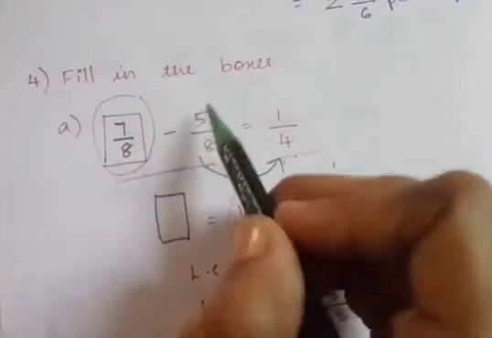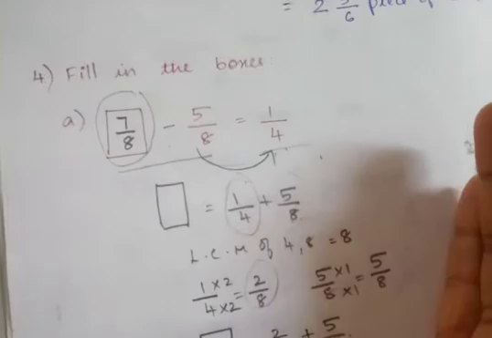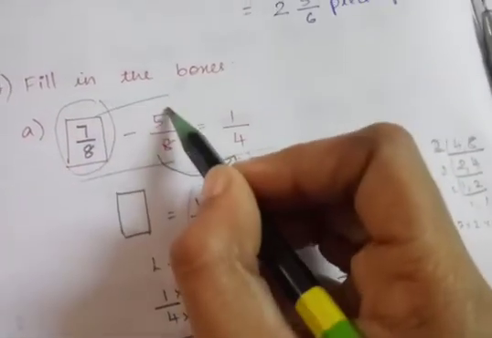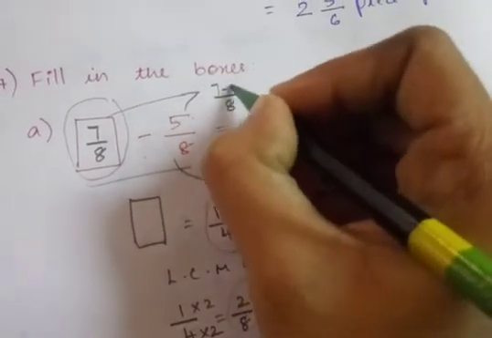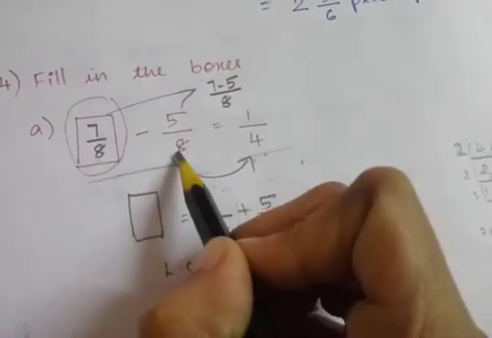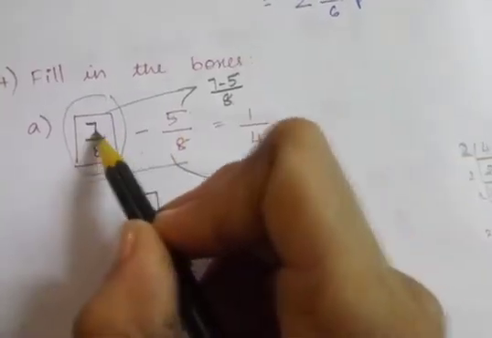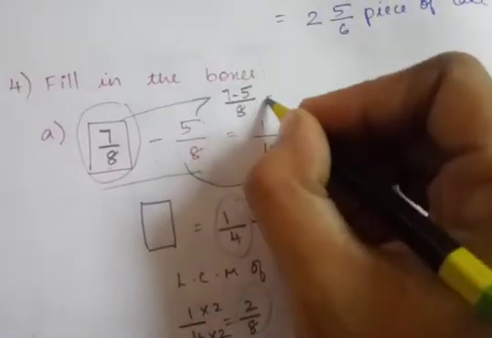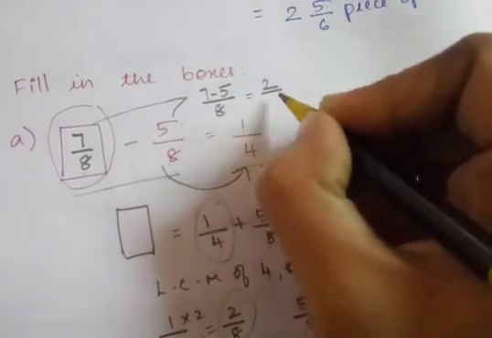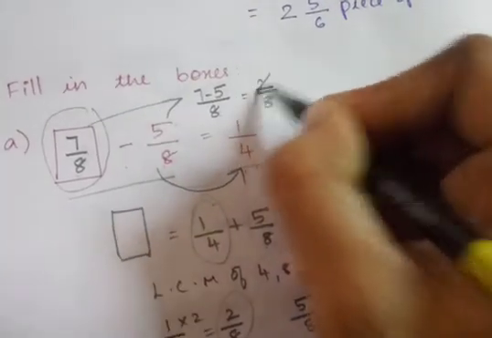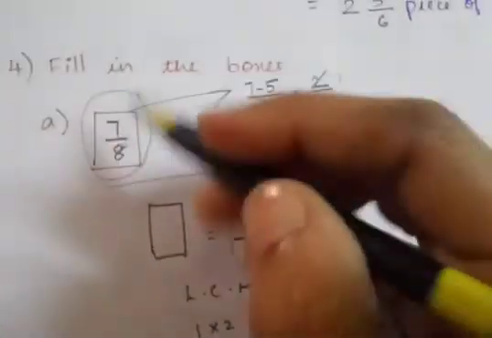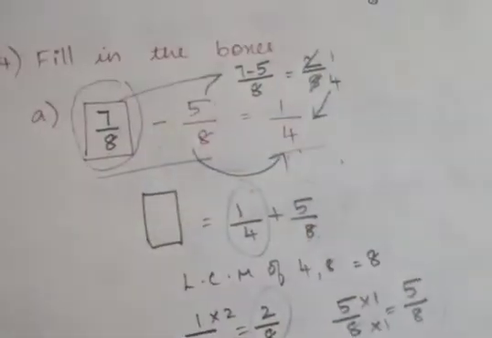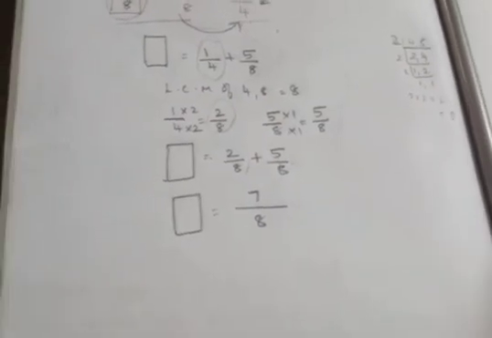See, if you do 7 by 8 minus 5 by 8, what will you get? Since the denominator is the same, I write the denominator as such, and in the numerator 7 minus 5. 7 minus 5 is 2, so 2 by 8. 2 1s are 2, 2 4s are 8. So you are getting 1 by 4, no? So the missing fraction is what, children? 7 by 8. This is how you should find it. You can write this in your textbook itself.